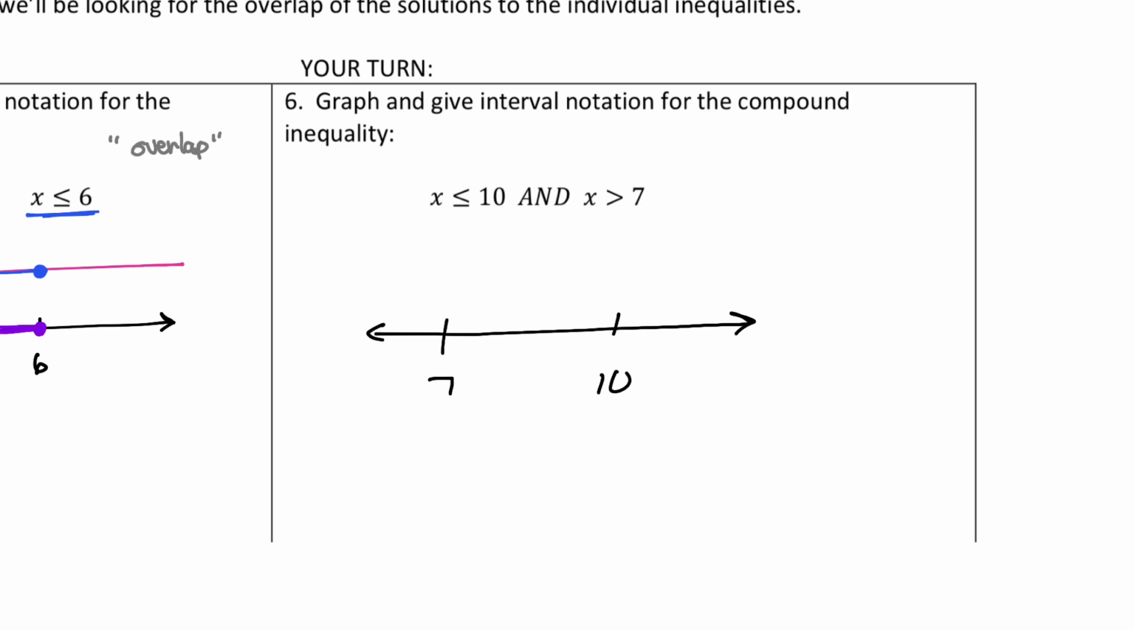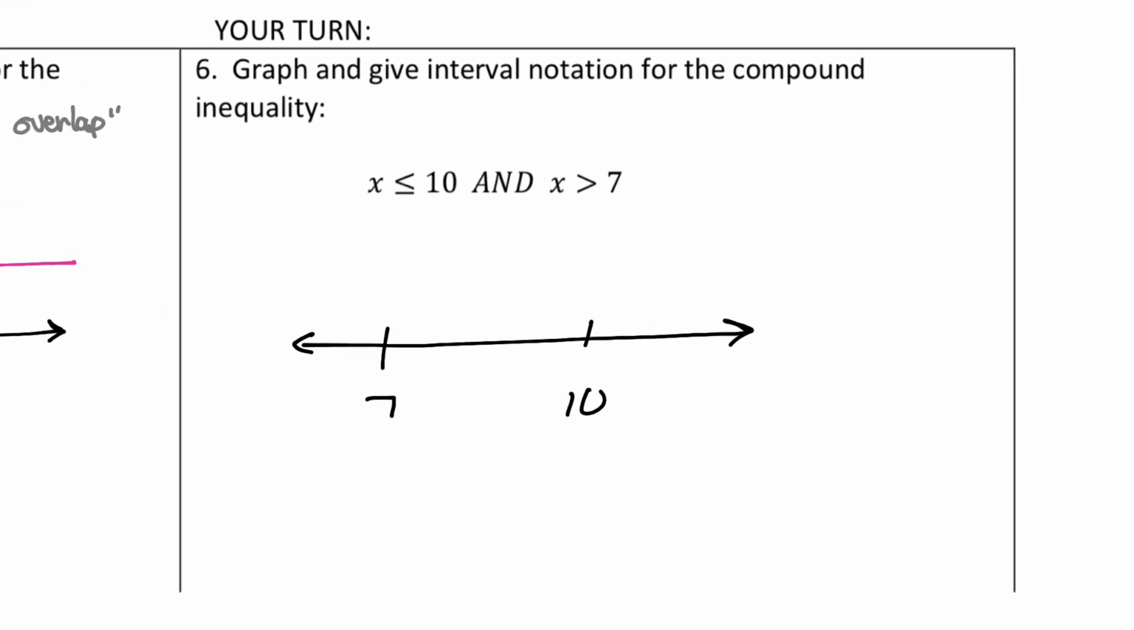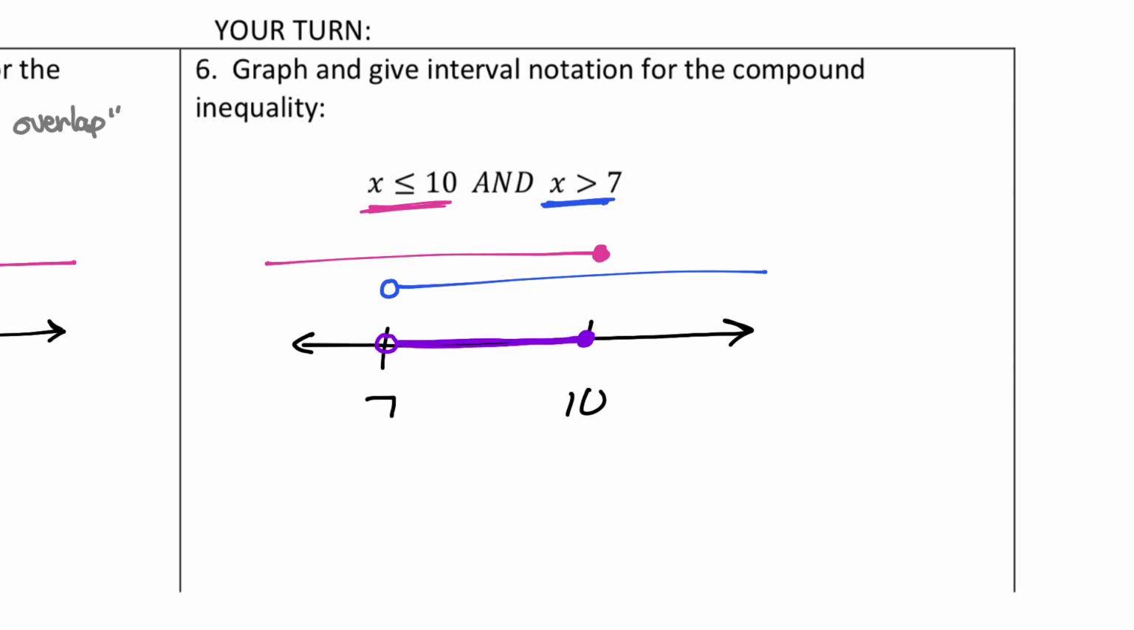All right, I've got the number line drawn. Here we go. So at 10, it's going to be a closed circle going to the left. And at 7, it's an open circle going to the right. Where do they overlap? Right in between here, right? So your answer becomes open here, closed here, and everything in between. So your interval notation becomes open at 7, closed at 10.